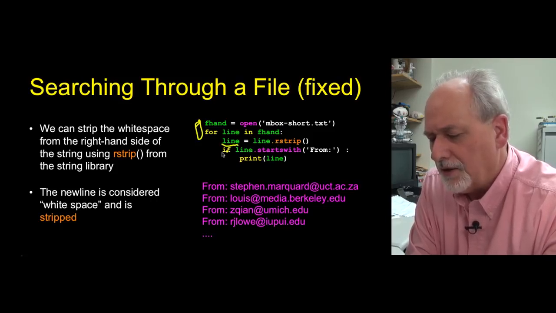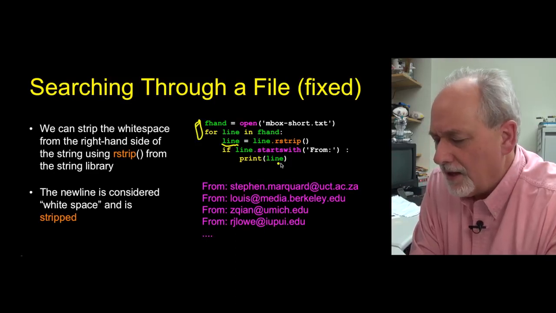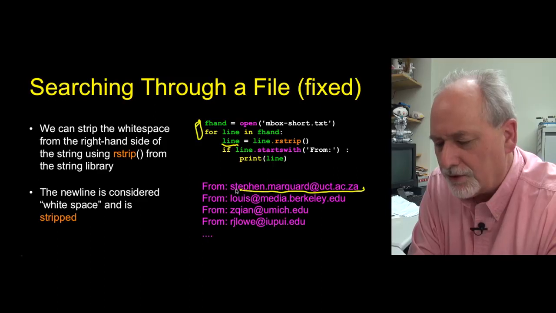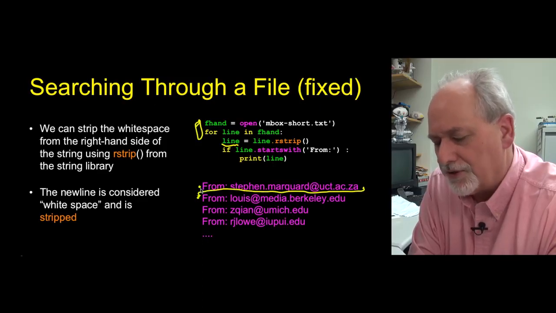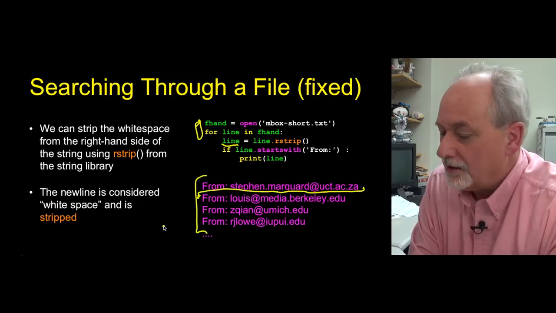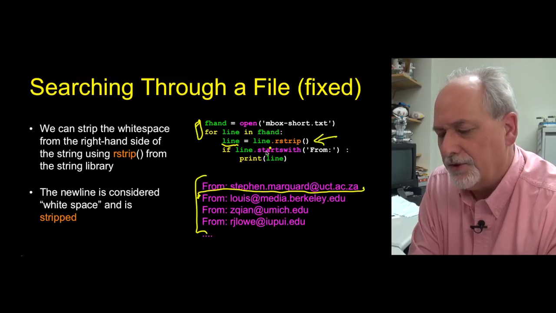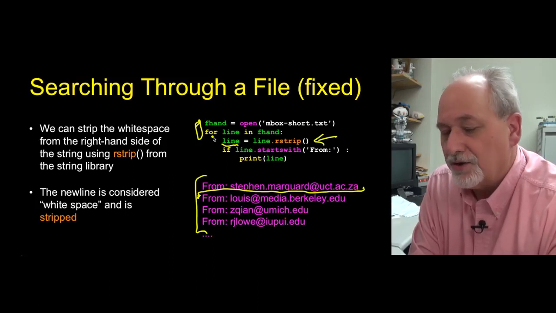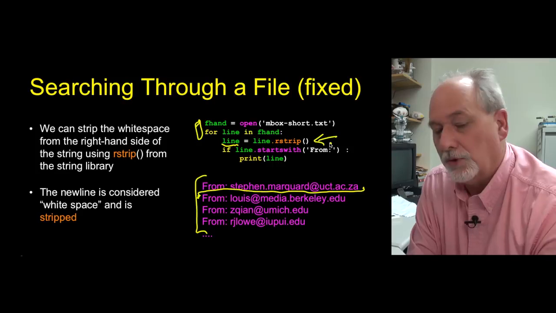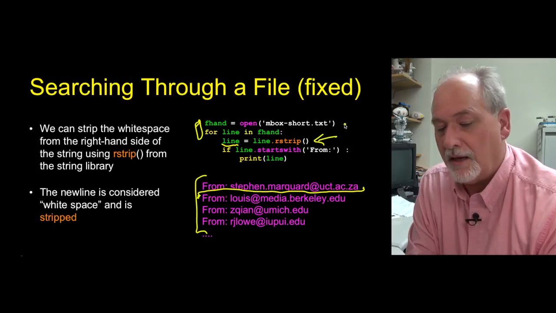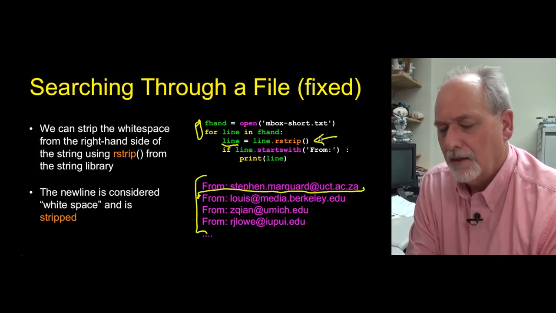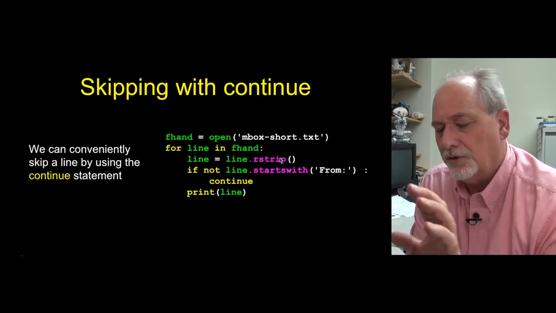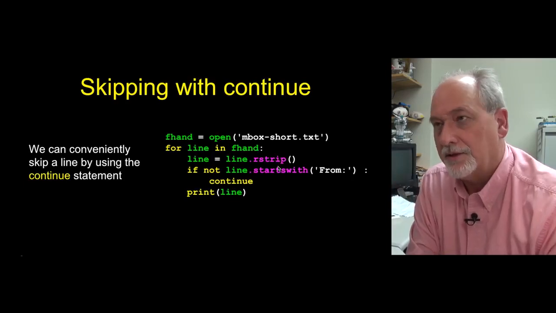We have our little if statement, and if we print it, the data has no new line in it, so the print only goes down one. And so now we have single-spaced output. You're going to be doing that a lot. It's really common to read through a file and then just strip the new line or any trailing space off the end of that.